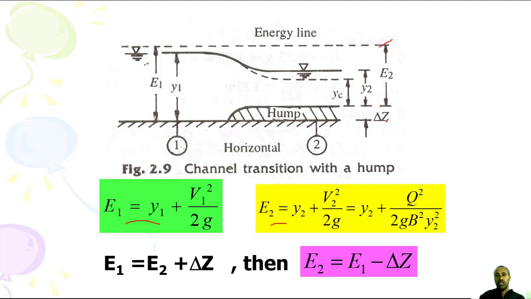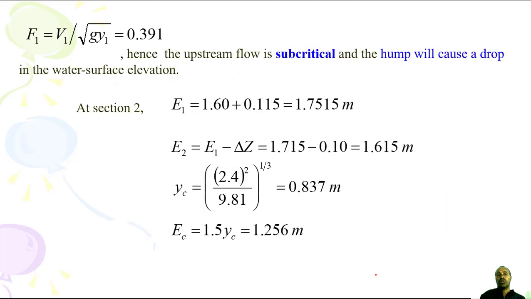Then you have to subtract del Z. Since E1 is up to this point, E1 is E2 plus del Z. Then E2 will be E1 minus del Z. So del Z is given, then E2 can be computed.